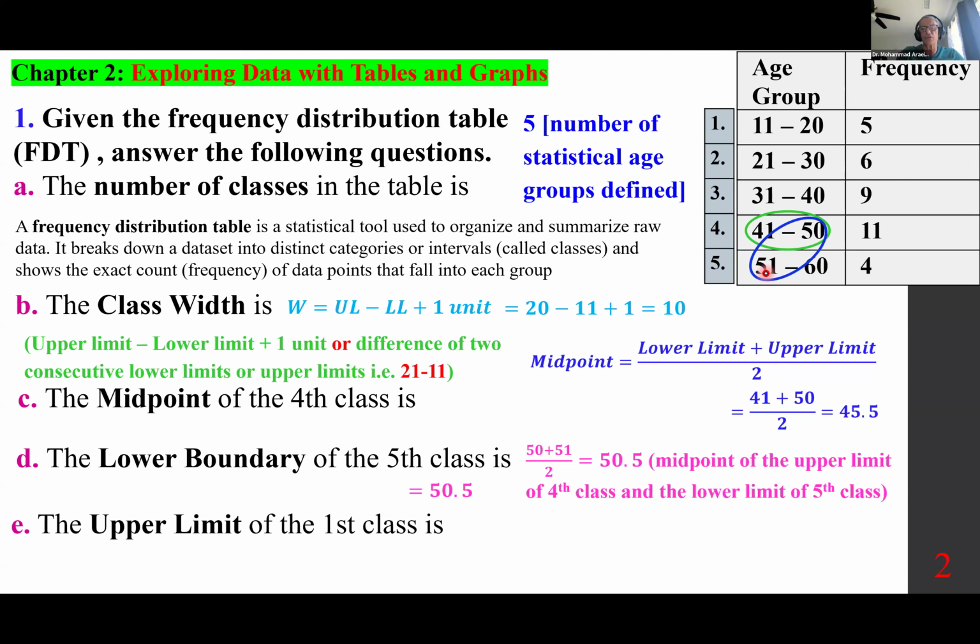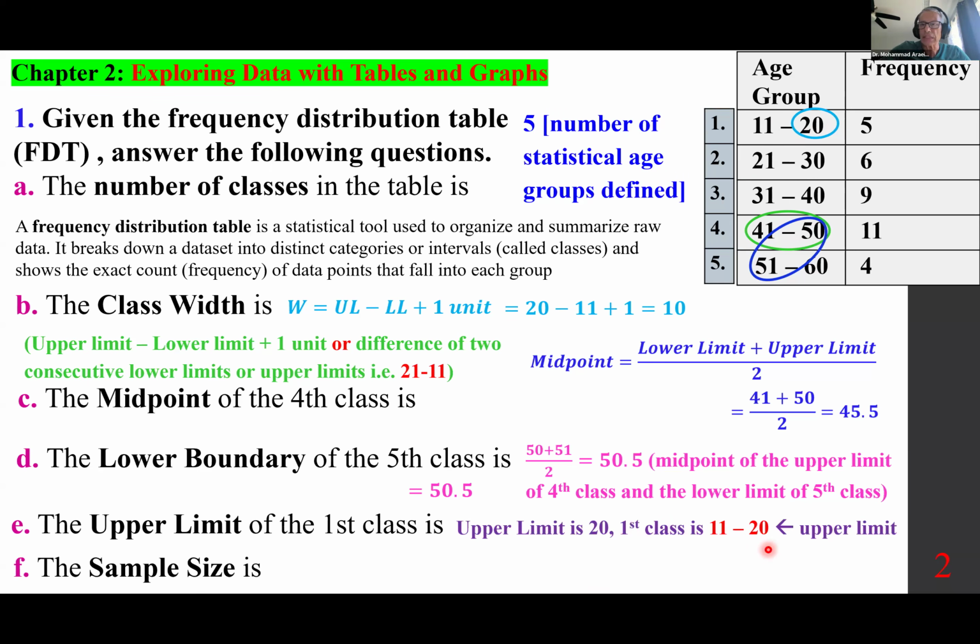Limits, we've already discussed that for the first class, lower limit, upper limit. So therefore, 20 is the upper limit. So the upper limit is 20, the first class goes from 11 to 20. Sample size, basically you add up the frequencies. N is the summation of x. This is called x: 5, 6, 9, 11, and 4, we add them up, and N is the summation of x. I hope you remember sigma. Uppercase represents the sum. And as I mentioned, we add them up, 35. That would be the sample size.